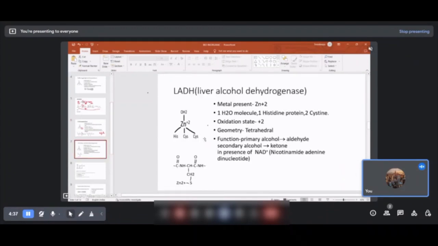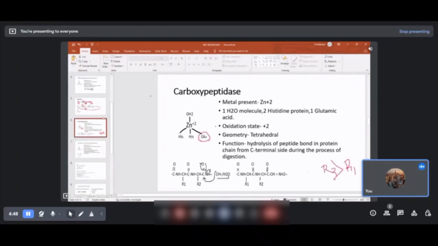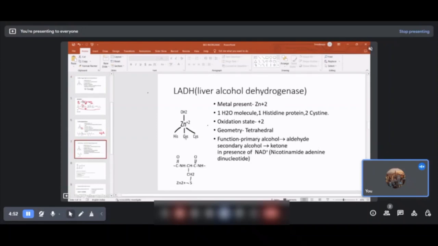Now we have LADH, also known as liver alcohol dehydrogenase. Here the structure is also similar to that of carboxypeptidase or carbonic anhydrase, but the difference is that here Zn is connected to two cysteine proteins. A diagram is shown of how it is connected. This Zn is connected to the S side of the cysteine protein, the sulfur side. It also has tetrahedral geometry, and the main function of this LADH is that it converts primary alcohol to aldehyde and secondary alcohol to ketone with the help of NAD+, also known as nicotinamide adenine dinucleotide.